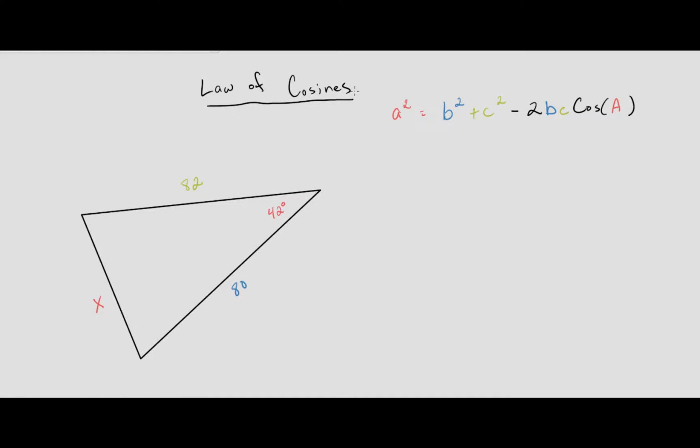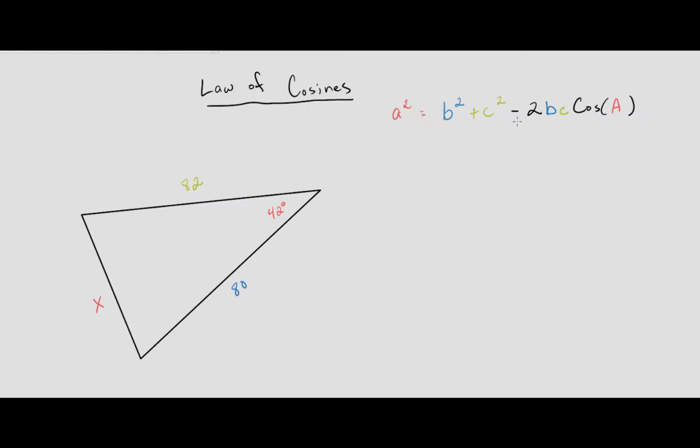I've always considered law of cosines to be kind of a last resort. If something's not a right triangle, I try law of sines. If law of sines doesn't work, then I've got to move on to law of cosines. The reason is, compared to law of sines, this is kind of a complex and cumbersome formula. It works great, but obviously not something we'd want to do all the time.